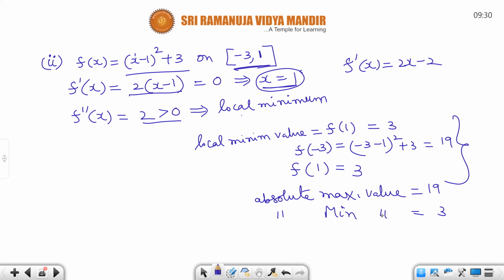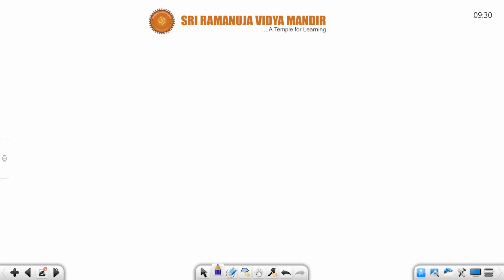So let us see the next one. This is how you have to do this type of problems. The only thing is, apart from local maximum and local minimum, you have to find the values of the function at the endpoints of the interval. That's all.